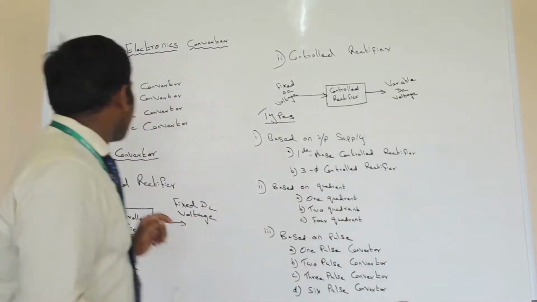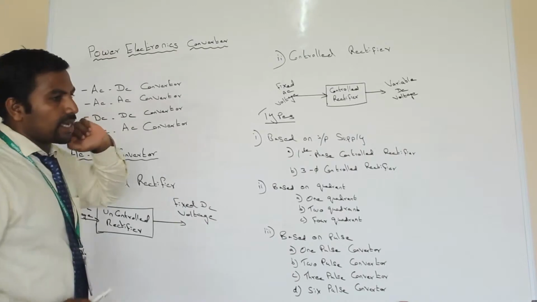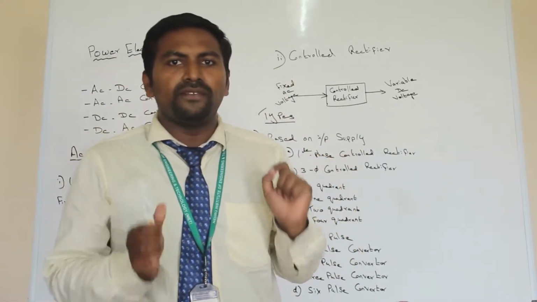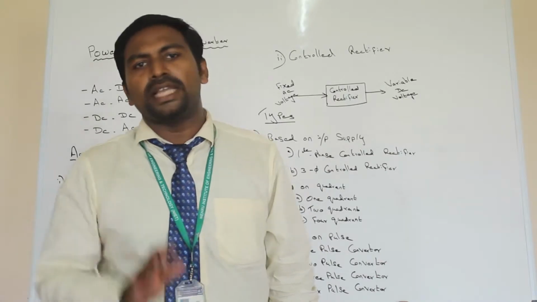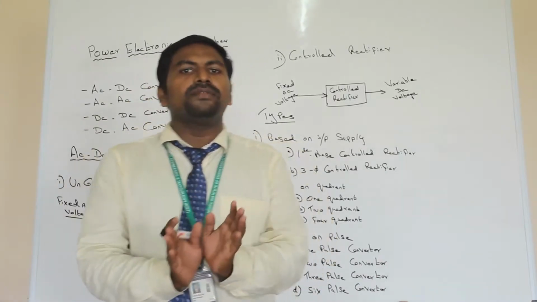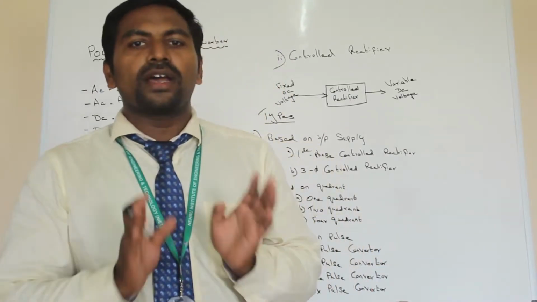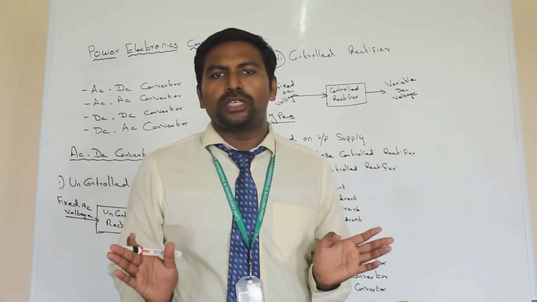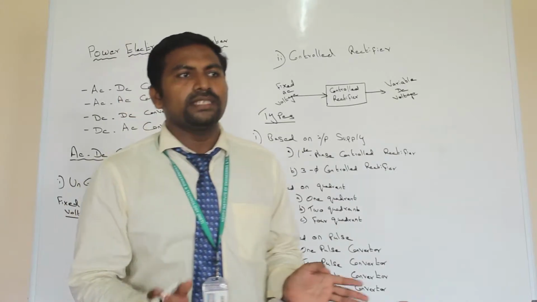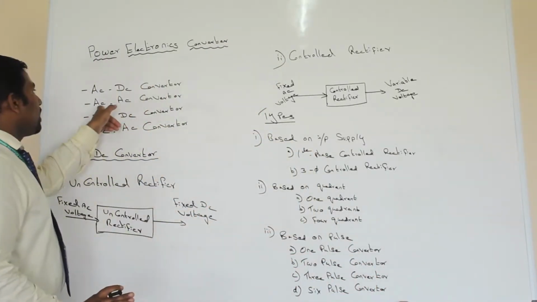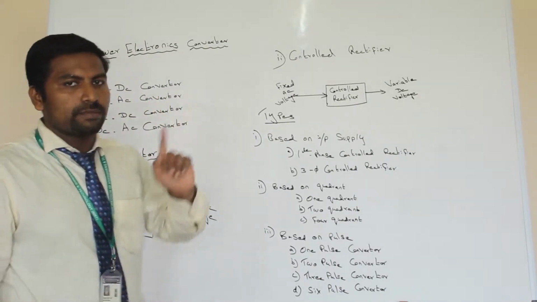Then the next type of converter is the AC to AC converter. In some applications we require a variable AC voltage. So we want to convert a constant AC voltage to a variable AC voltage. For converting the constant AC voltage to variable AC voltage, we require a converter. So for that conversion, the AC to AC converter is used.